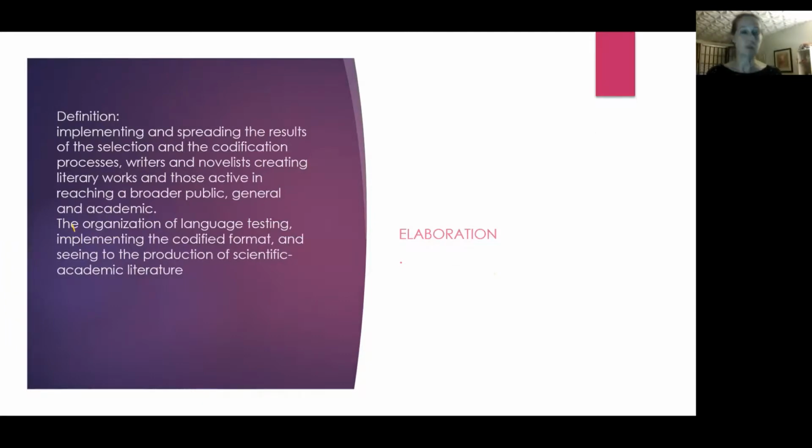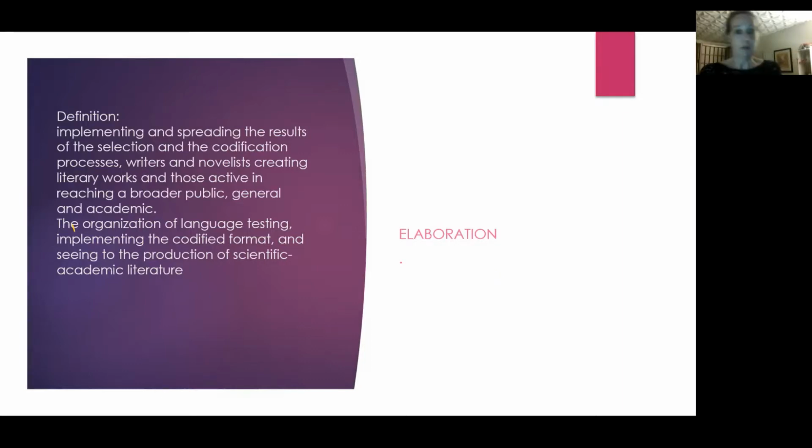Elaboration. So we have the norm, we have these three scripts, we have codification to a certain extent, where we are still working on the dictionaries, on increasing and getting the Ministry of Education to accept more vocabulary on an annual basis. Now elaboration. In order to be successful, the language which we want to level up to the national standard needs to be spread as wide as possible in society.